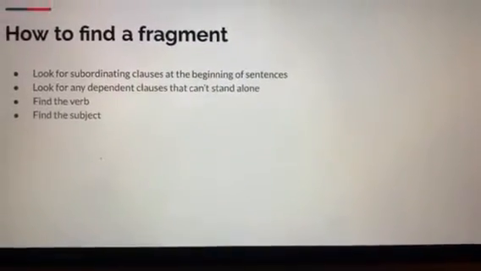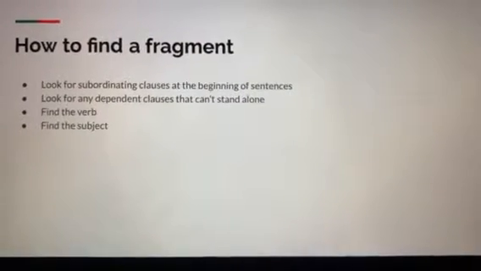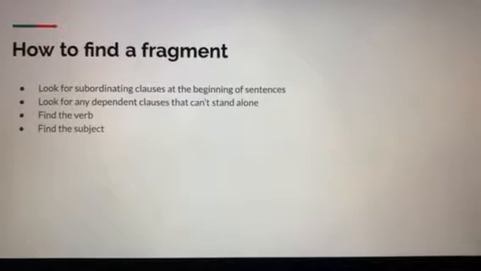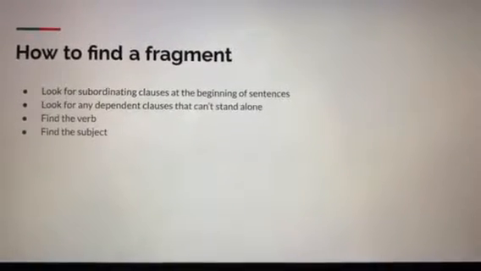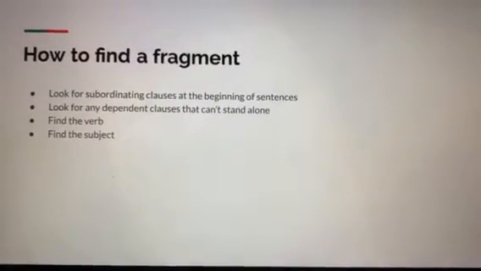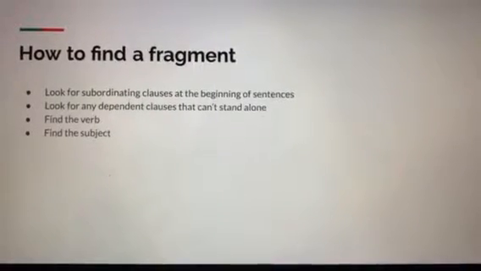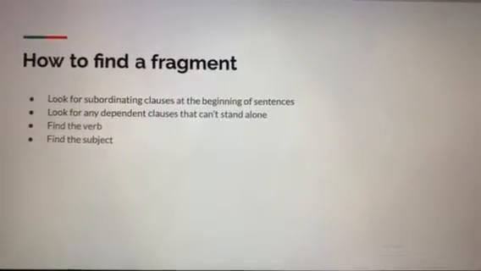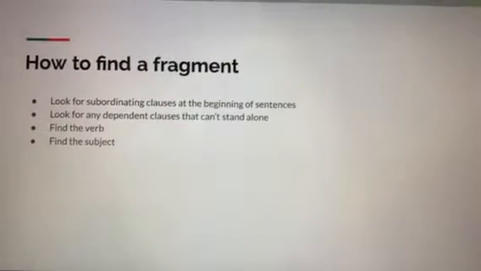Here are some ways for you to be able to find fragments on your own. Look for subordinating clauses at the beginning of sentences, and some examples of these could be like after, because, then, from, and that could be making yours have fragments. And then look for any dependent clauses that can't stand alone, which are the ones that we just talked about.